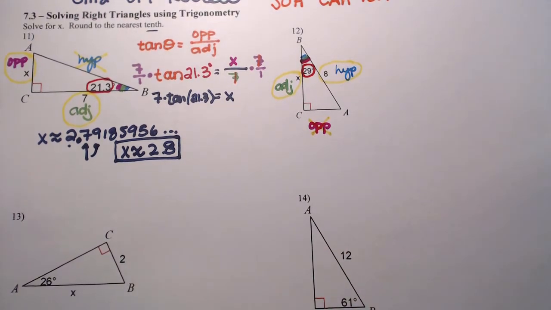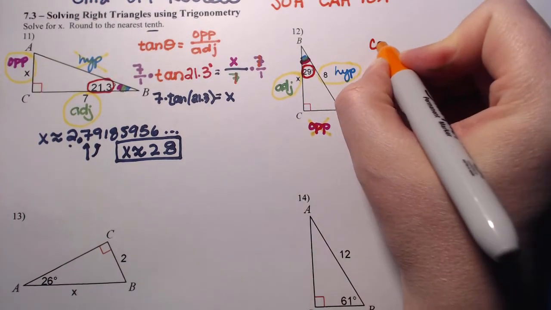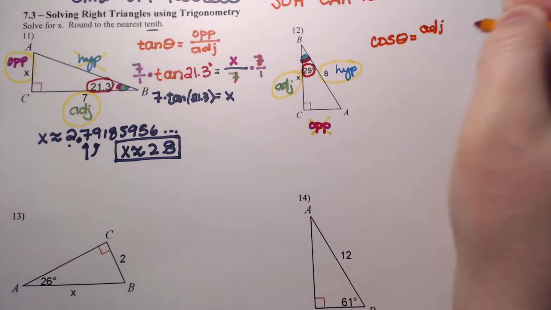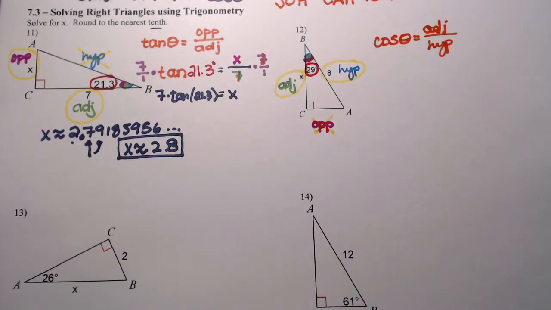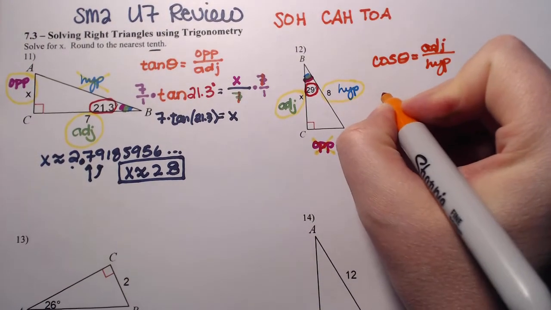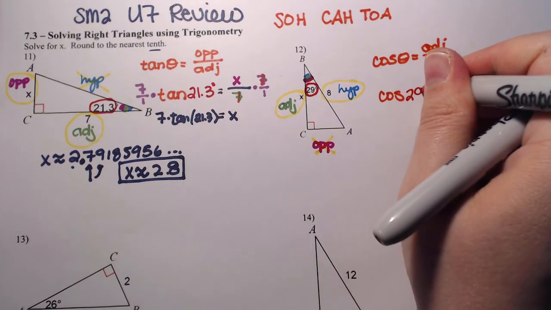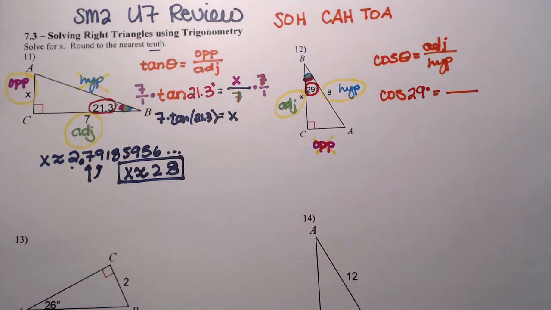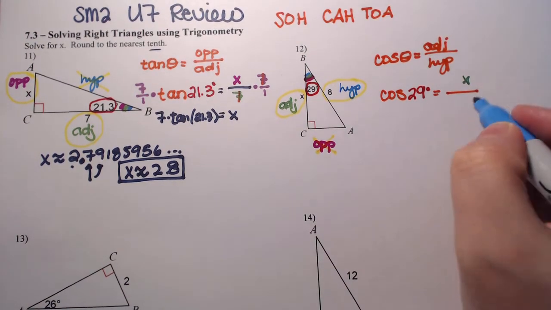So which trig function uses adjacent and hypotenuse? Adjacent, hypotenuse. So my statement is cosine of an angle is adjacent over hypotenuse. So I'm going to fill in the information I have. So I have my angle, cosine of 29 degrees is going to equal my adjacent side, which is x, over the hypotenuse, which is 8.